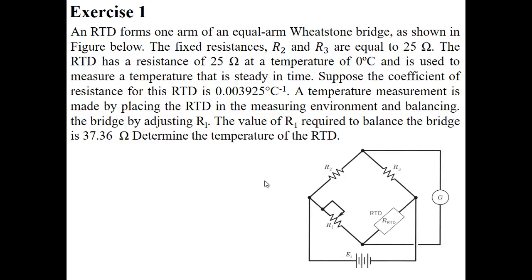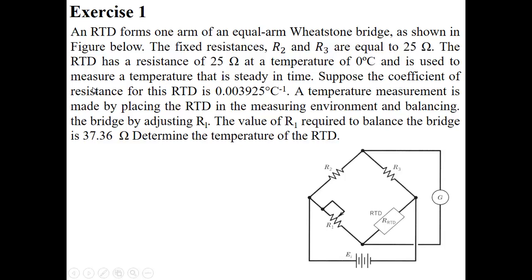An RTD forms one arm of an equal arm Wheatstone bridge as shown in the figure below. Okay, you understand this circuit. The fixed resistances R2 and R3 are equal to 25 ohms. The RTD here has a resistance of 25 ohm at a temperature of 0 degrees. So this is your T naught, and it's used to measure a temperature that is steady in time.